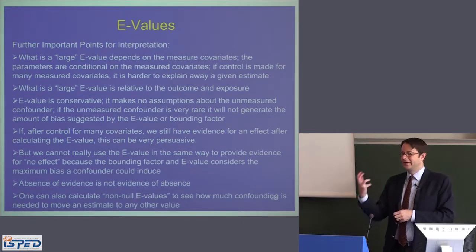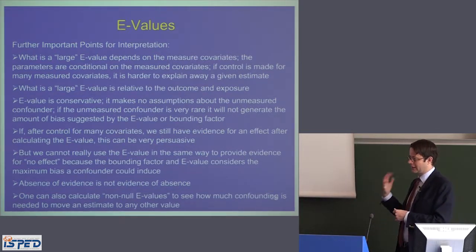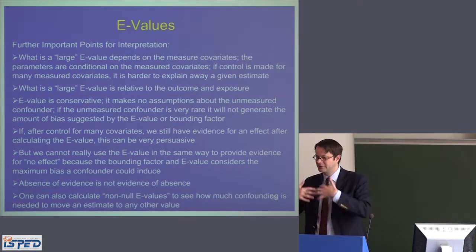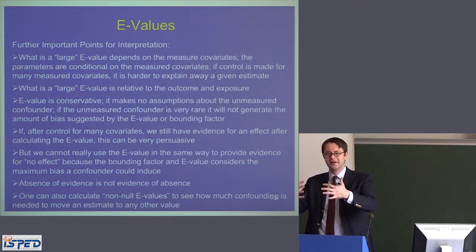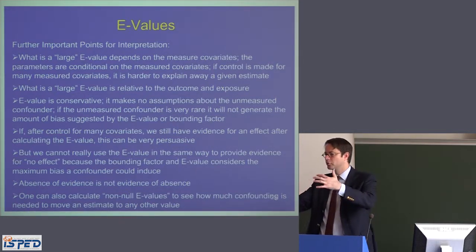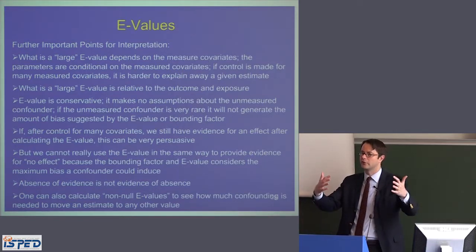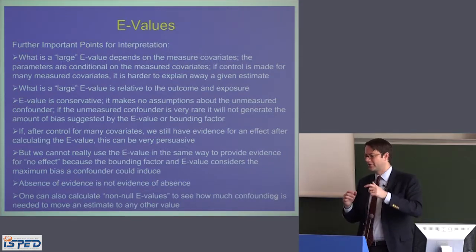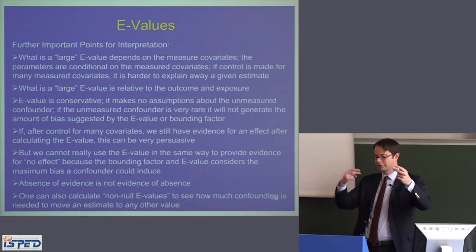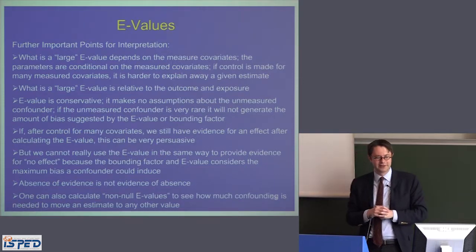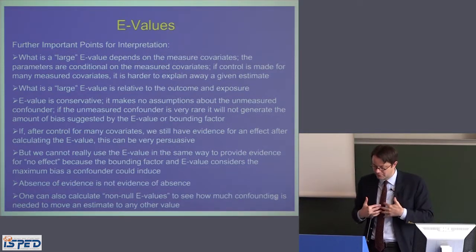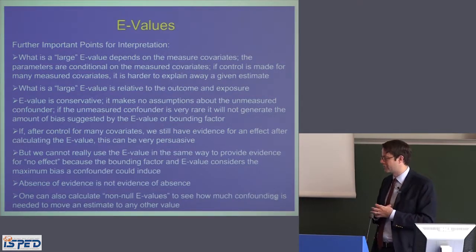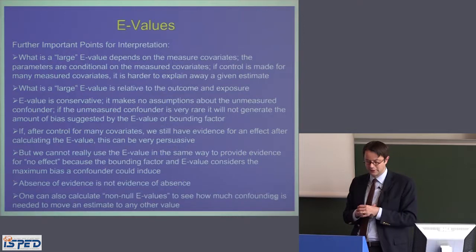It should also be remembered that the e-value is conservative. It's providing a measure relating to the maximum bias that could be generated by such an unmeasured confounder. But an unmeasured confounder with those parameters wouldn't necessarily generate that degree of bias. If we have an unmeasured confounder that increases the outcome by twofold and is twofold more likely amongst the exposed, that bias factor calculation is the most bias that could be generated. But the actual unmeasured confounder may not generate that magnitude of bias.